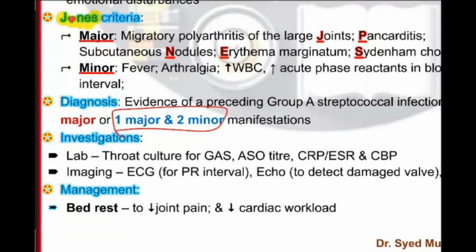So notice the difference. In the Duke criteria, three minor were required, because in infective endocarditis, three predisposing factors should be there. That's how you remember this, so that you do not get confused between the criteria.